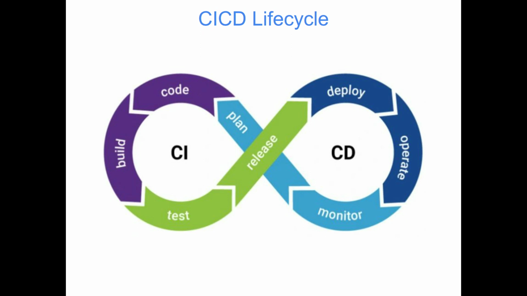In case you find some bug, or it's not only about bugs, suppose you find some opportunity to enhance something, you come up with some more ideas to enhance your product, to add some more new features. In that case you will again plan. So this is a continuous cycle.